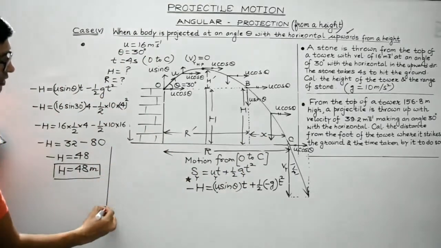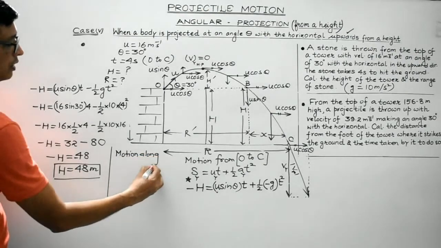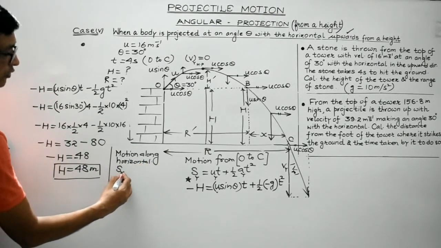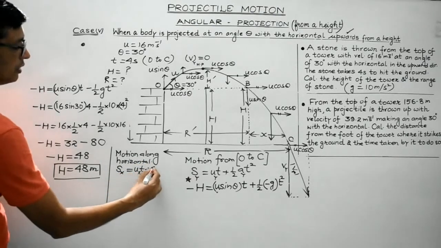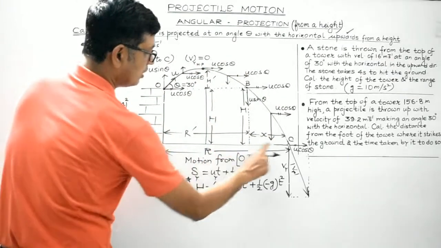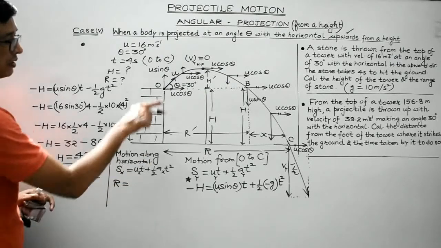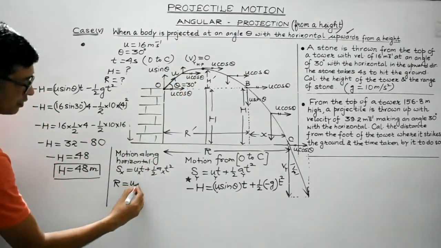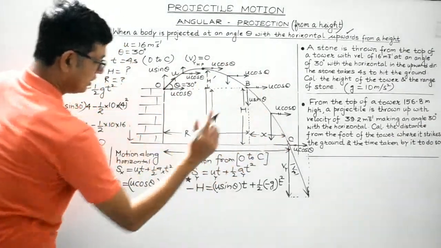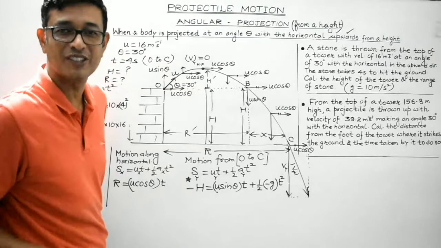So what to do is, let's consider motion along horizontal. Now let's consider the second equation of motion, Sx equals to uxt plus half ax t square. Now from O to C, the total horizontal distance covered is R, which is to be determined. Ux, students, is u cos theta. Small t is the total time of flight from O to C. Ax is 0, so this term entirely gets eliminated. Isn't it? Just make use of the theoretical concepts.